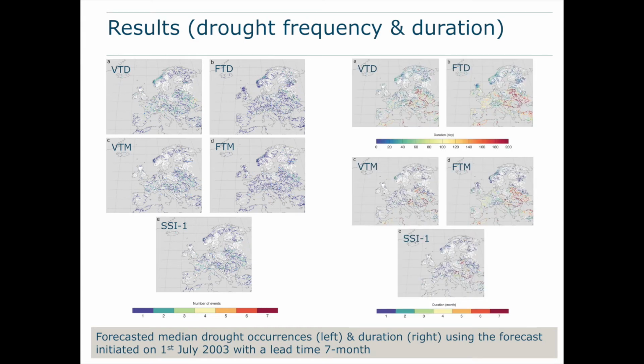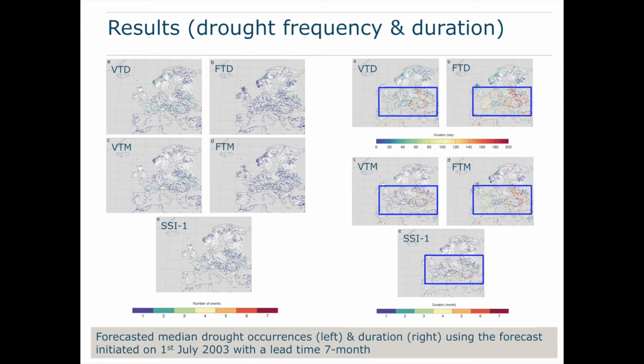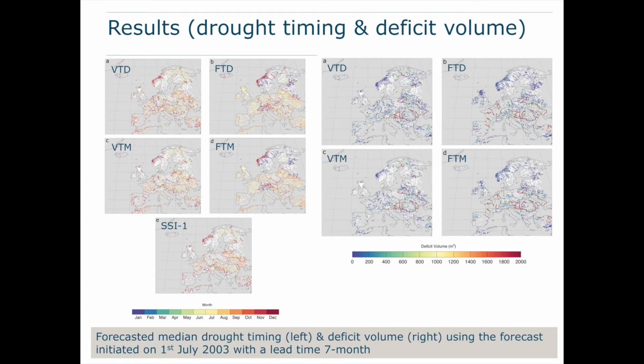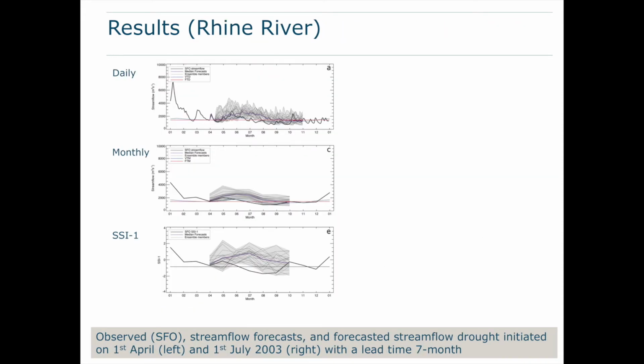For drought duration, the difference between identification methods is also clearly seen in the West and East Europe. Eastern European rivers show longer drought duration than the rest of Europe. In general, the fixed threshold methods show longer drought duration than the variable methods. In terms of drought timing, the variable methods identify earlier timing than the fixed methods. For drought deficit volume, the fixed threshold methods produce higher deficit volume, especially for big rivers flowing in the West and East Europe.